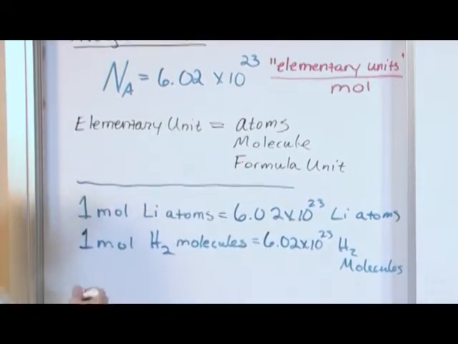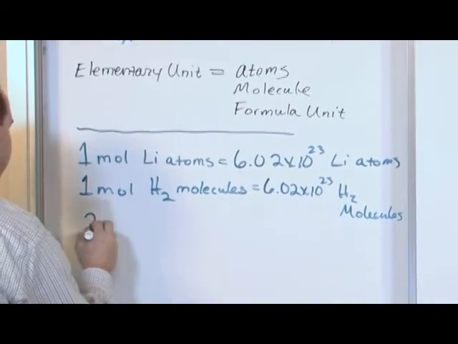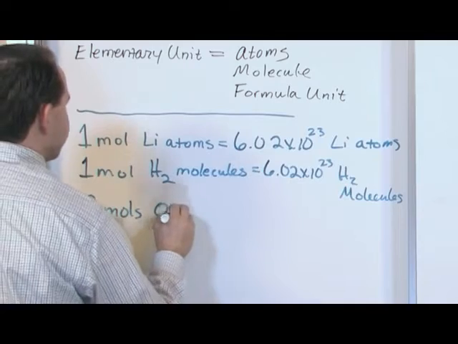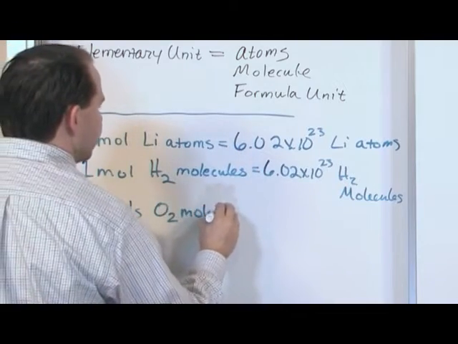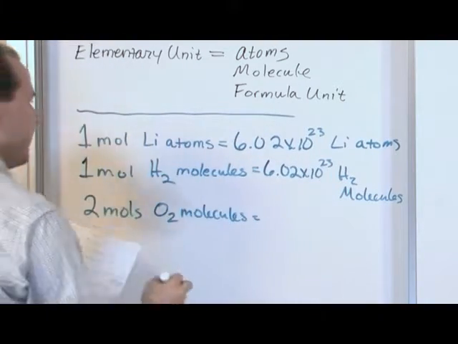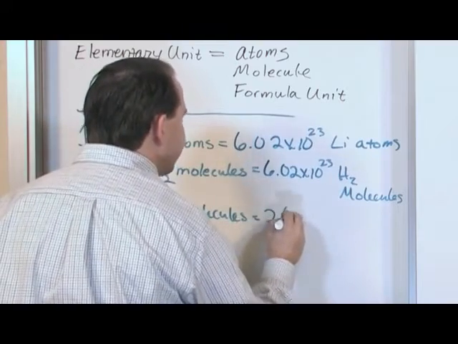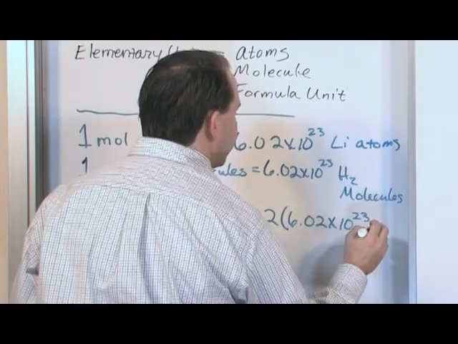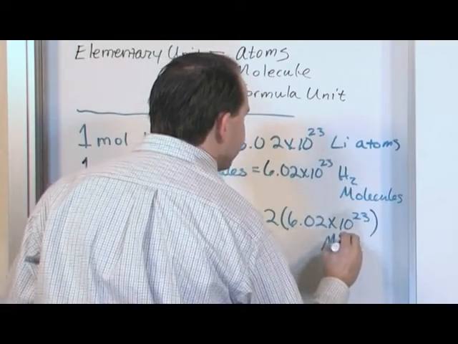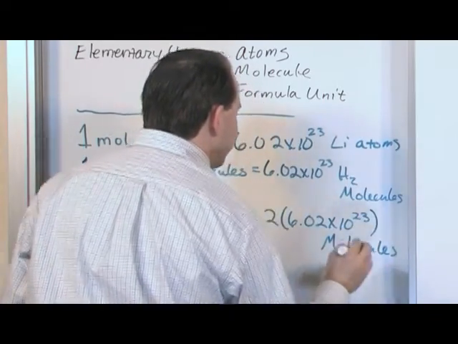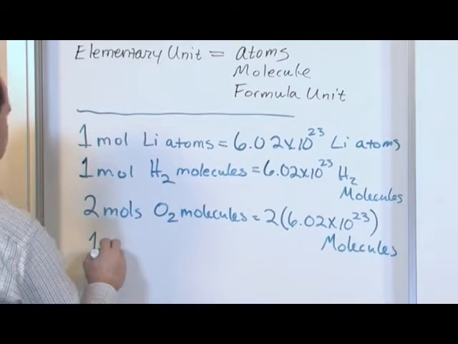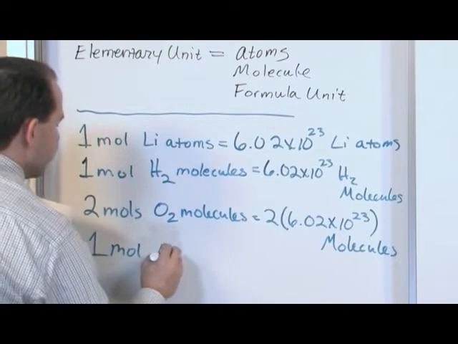Okay? Now what if we wanted 2 moles of oxygen molecules? Then what you would have is 2 times 6.02 times 10 to the 23rd molecules. Okay? And then just one more example, since this is an ionic compound, 1 mole of sodium chloride.